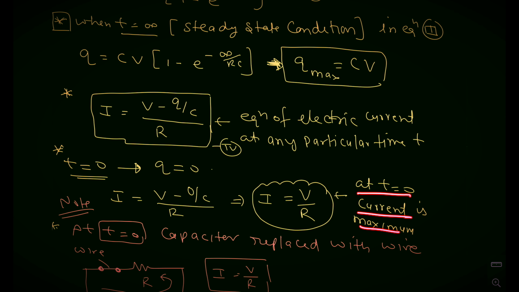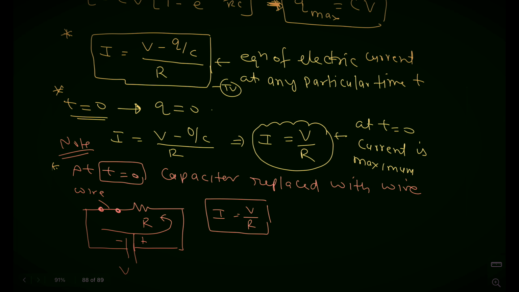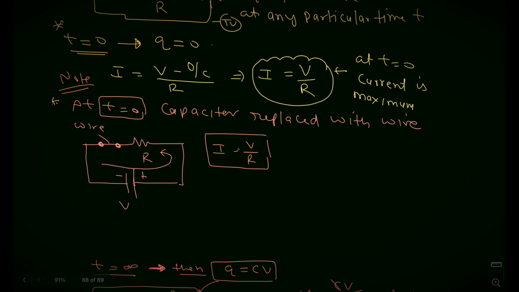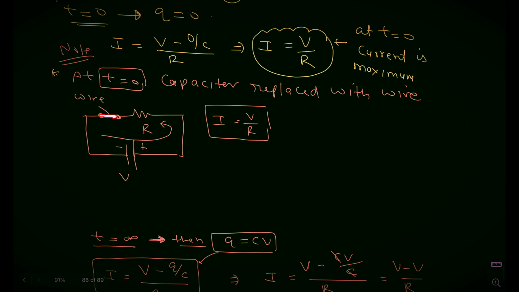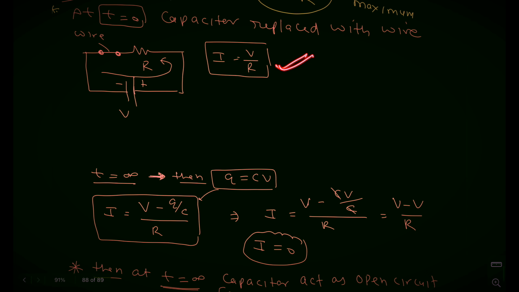Current is maximum in the circuit means the capacitor offers no resistance, means the capacitor will be replaced with the connecting wire. Then the circuit diagram is like this. This capacitor I am going to connect with a connecting wire. I am using this and connecting these things. Then the current becomes like this.